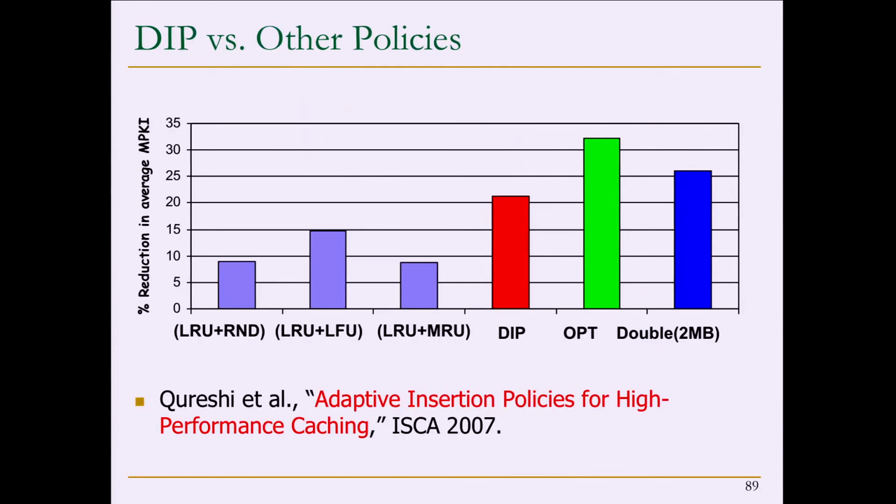Okay, and you can see more comparisons in the paper. Basically, the paper looks at different types of combinations of policies. LRU plus random, for example, is not a bad policy also. Random replacement, but it turns out this is more robust dynamic insertion policy. And this is the optimal policy, and this is doubling the cache size for the cache size that's evaluated over here. So you can get close to doubling your cache size without changing your baseline policy, right? Which is always a good thing.